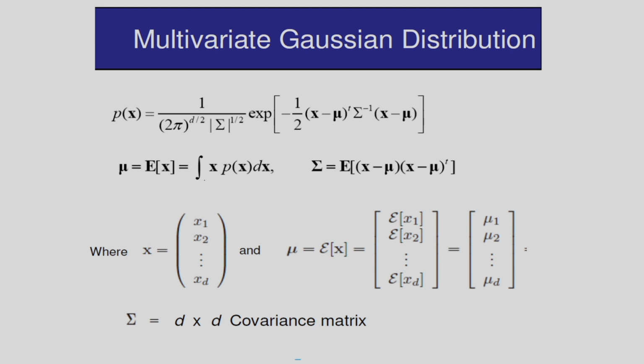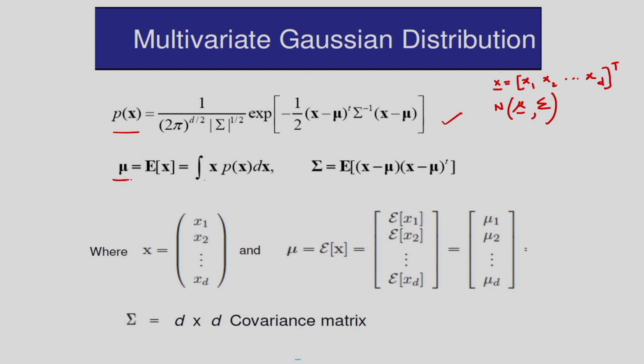So I am considering the vector. The vector is a d-dimensional vector, so x is the d-dimensional vector, x1, x2 like this. Corresponding to this, I can define the density function, p(x), for the multivariate Gaussian distribution. So in this case, I have two parameters. One is the mean vector and another one is the covariance matrix.